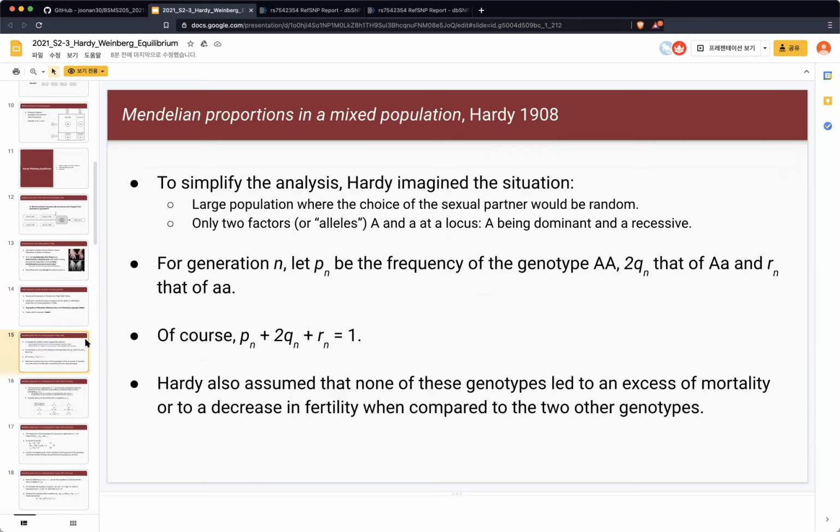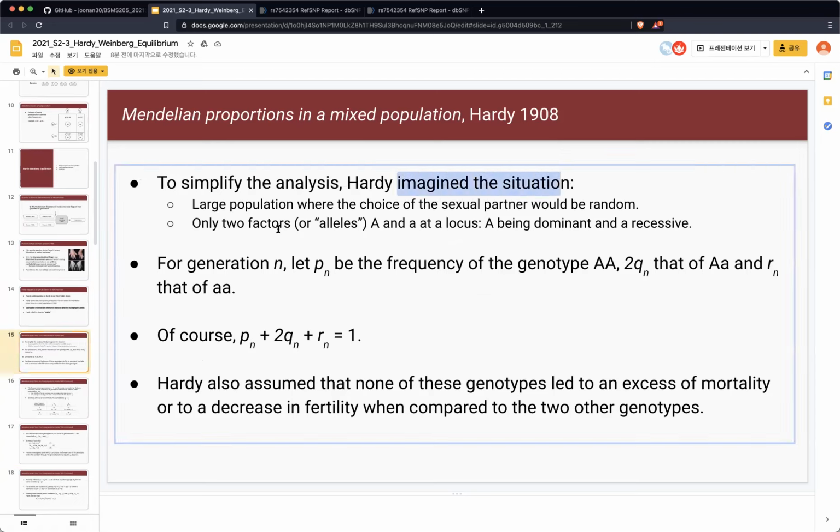Let's assume a few conditions to simplify this analysis. Hardy imagined a situation where, in a large population, the choice of sexual partner would be random. There is no preference and no association; it's randomly happening. Otherwise, if there is a preference in mating, there must be a distortion in the frequency. So the mating is random, and it has to be in a large population.